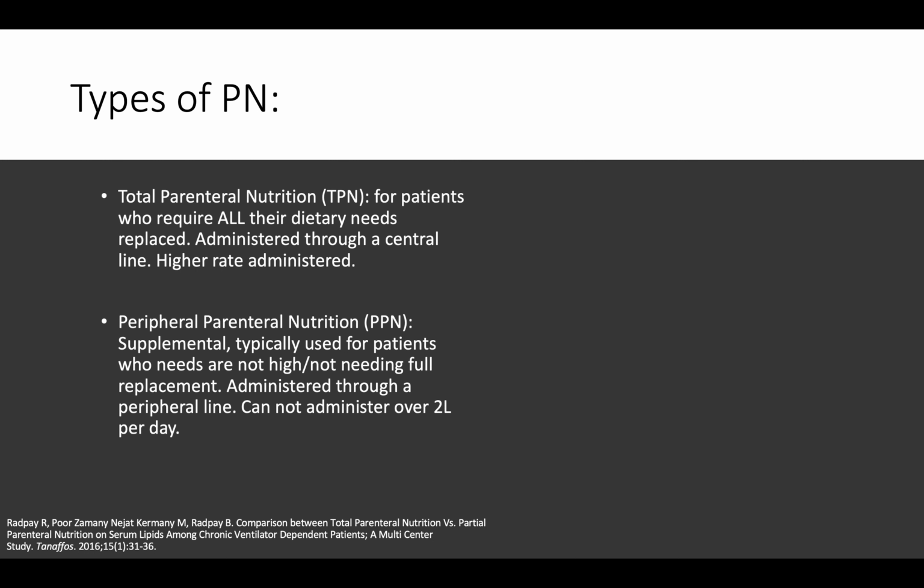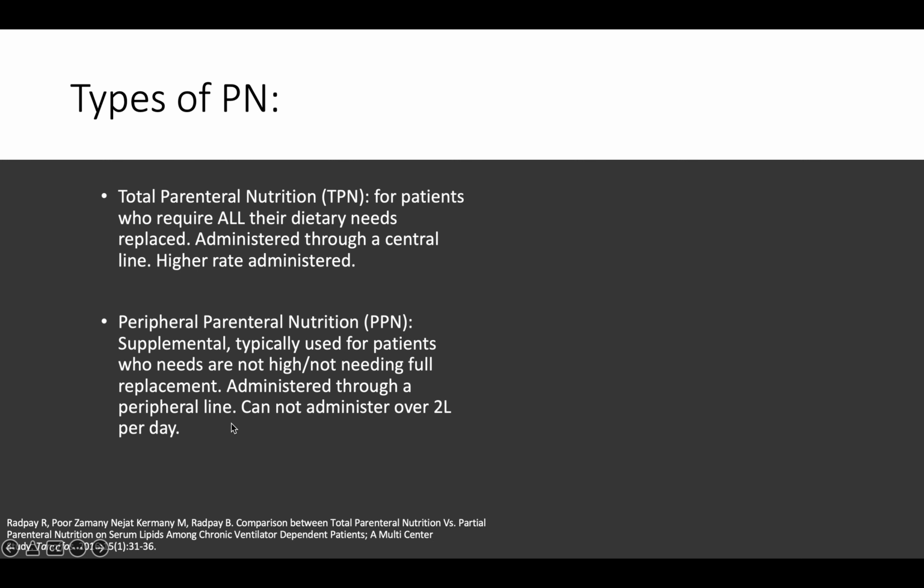The second one is PPN, or peripheral parenteral nutrition. This one is really supplemental. It's not typically used for patients whose needs are very high. It's usually for people who are smaller or just don't need a lot. If they don't need a full nutrition support regimen, we'll do PPN. This is through a peripheral line, and those lines are typically smaller.